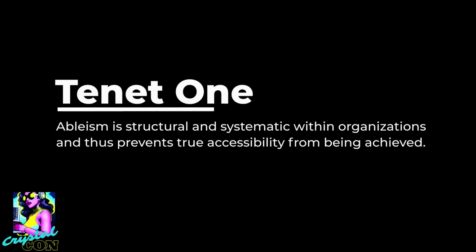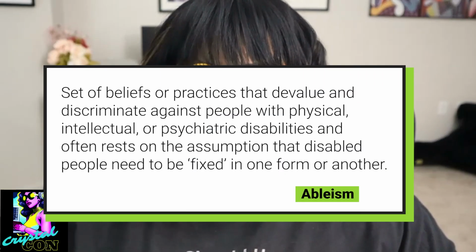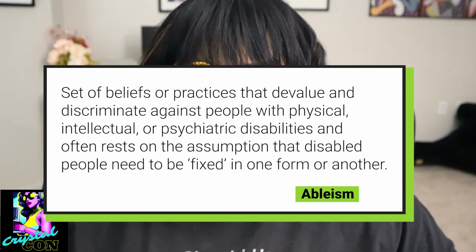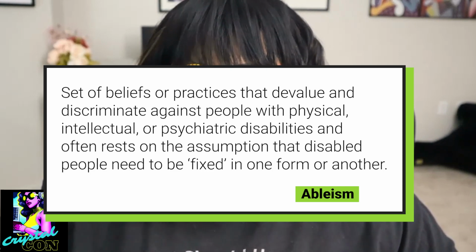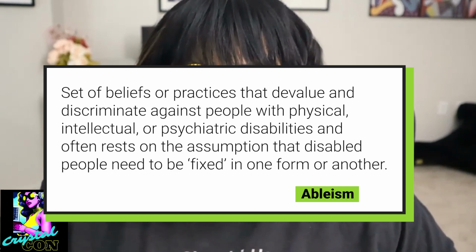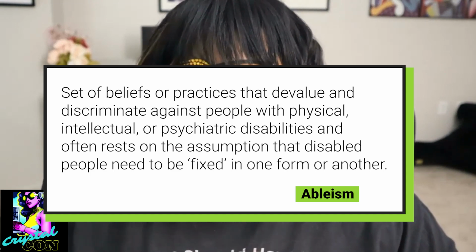Tenet one: ableism is structural and systematic within organizations and thus prevents true accessibility from being achieved. Ableism is a set of beliefs or practices that devalue and discriminate against people with physical, intellectual, or psychiatric disabilities, and often rest on the assumption that disabled people need to be fixed in one form or another.